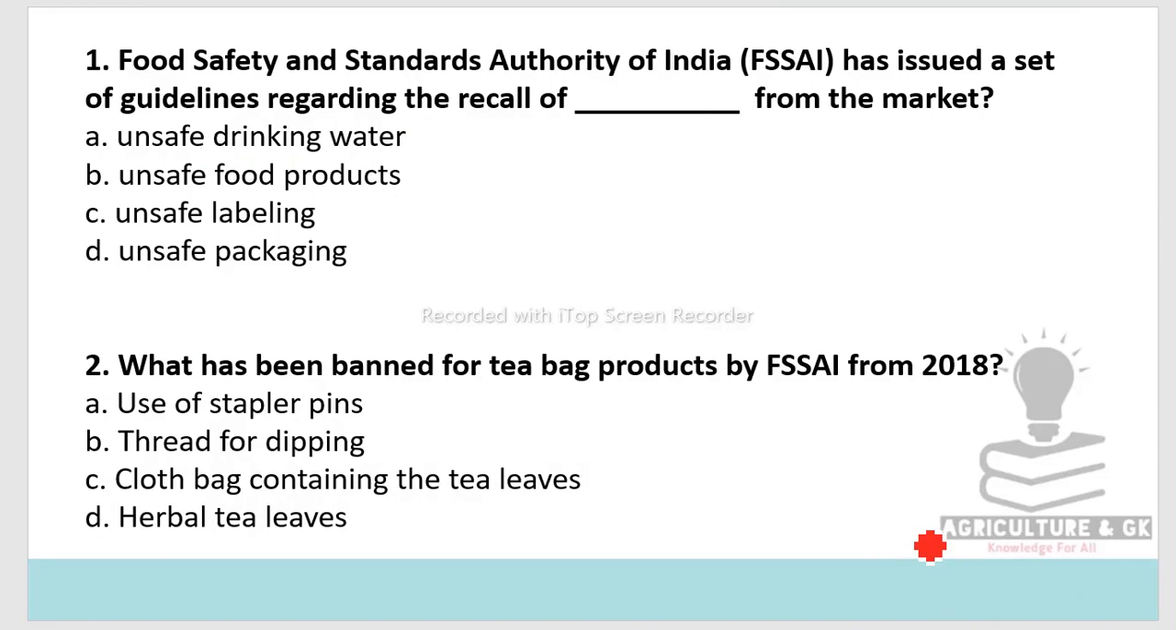Our first question for today is: Food Safety and Standards Authority of India FSSAI has issued a set of guidelines regarding the recall of blank from the market: unsafe drinking water, unsafe food products, unsafe labeling or unsafe packaging. So FSSAI has issued guidelines regarding the recall of unsafe food products from the market. So our answer will be option B, unsafe food products.